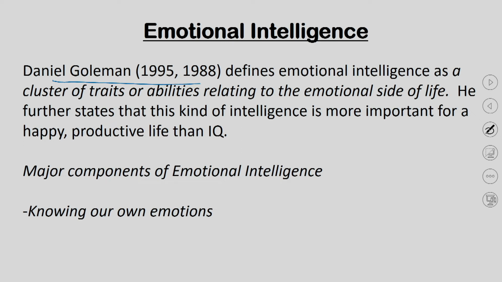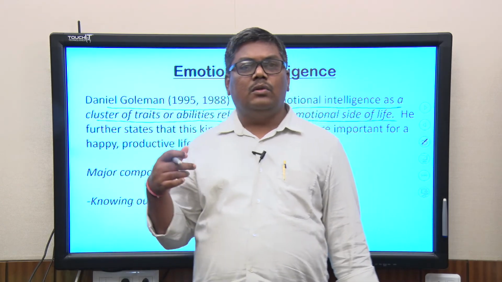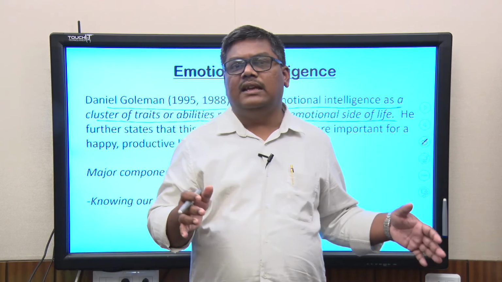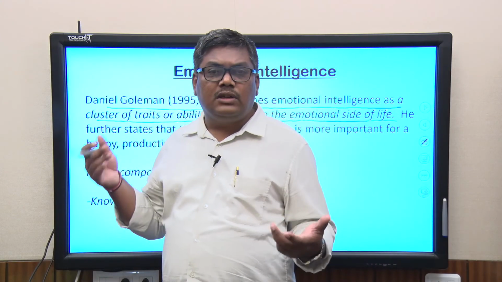So, Daniel Goleman, in 1985 and 1988, defined emotional intelligence as a cluster of traits or abilities relating to the emotional side of life. He says that emotional intelligence is basically an intelligence of how intelligent you are emotionally. So, intelligence is not just academic intelligence, there are other forms of intelligence also. Daniel Goleman came up with the idea of being emotionally intelligent.